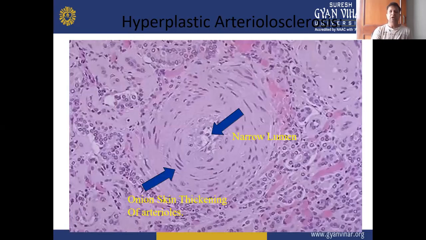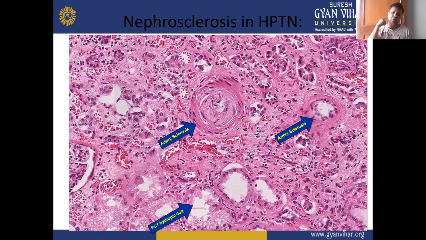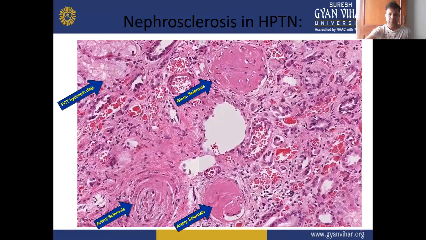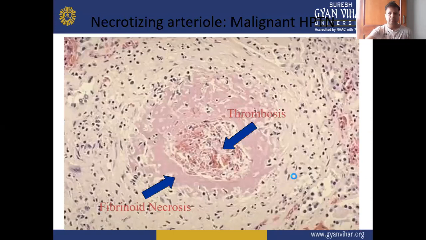This is hyperplastic arteriosclerosis. Here they have shown histopathological images, with a narrowing of the middle part, that is the lumen, and thickening of the wall. Here they are showing nephrosclerosis in hypertension. Again you can see arteriosclerosis. Here you can see a narrowing of the arteries or the lumen. The same is shown here. Next.